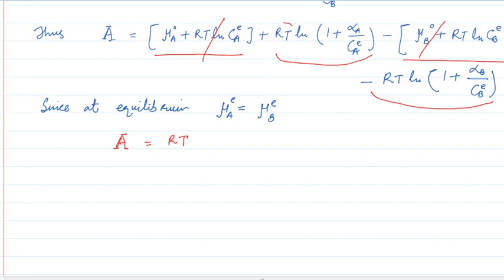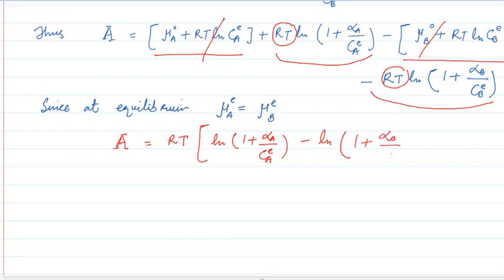First we will take RT, which is multiplied to both the terms, we will take it outside, so we will write it as ln of 1 plus alpha A upon CA equilibrium minus ln of 1 plus alpha B upon CB equilibrium. This is equation 17.